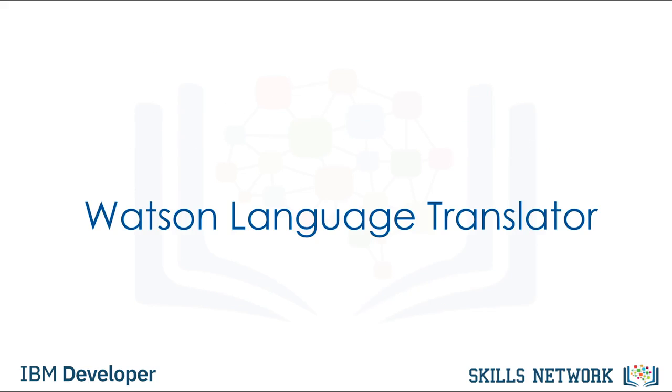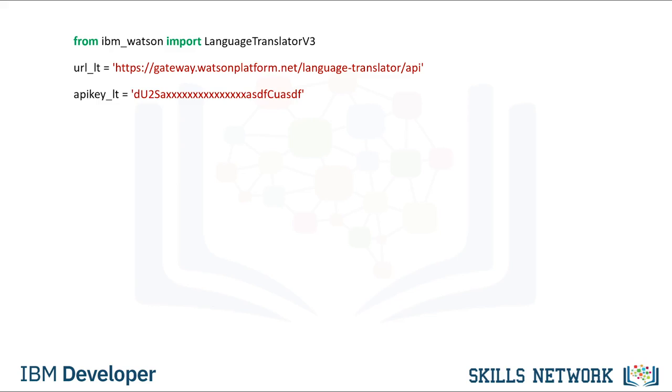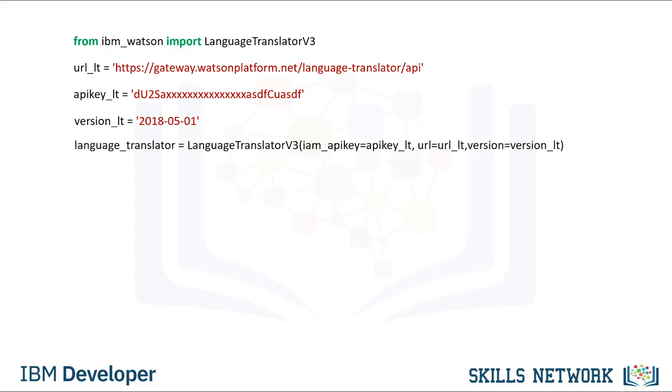Now let's see how to translate the text using the Watson Language Translator. First, we import Language Translator v3 from IBM_Watson. We assign the service endpoint to the variable URL_LT. You can obtain the service in the lab instructions. You require an API key. See the lab instructions on how to obtain the API key. This API request requires the date of the version. See the documentation. We create a language translator object, Language Translator.